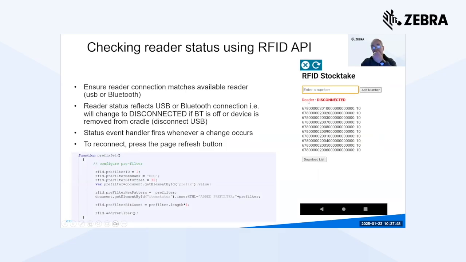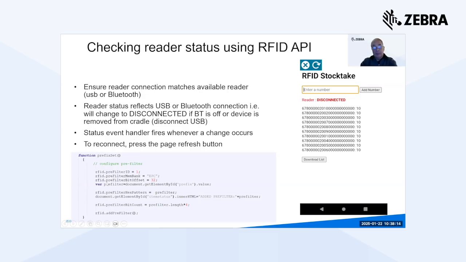But in this case, when you look at the application itself, you can see that here you have a disconnected and connected status. And that's because we can set up an event handler for disconnect and connect, and we can use that event handler to show to the user whether the reader is connected or disconnected. So that's quite a big advantage of using the full RFID API, is you get that connected status.